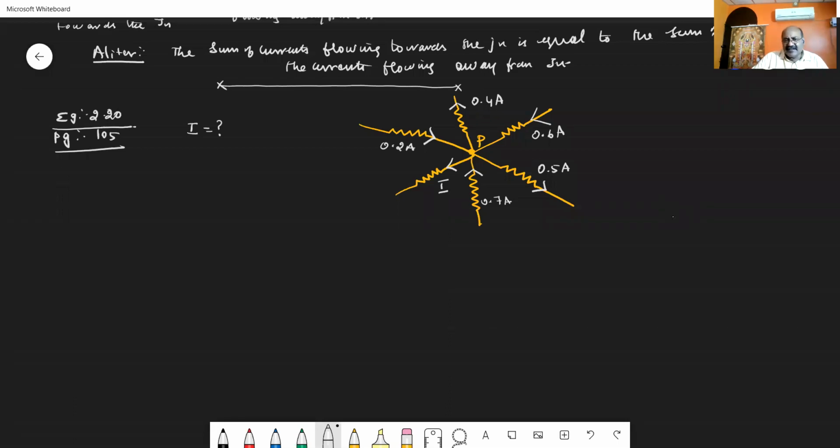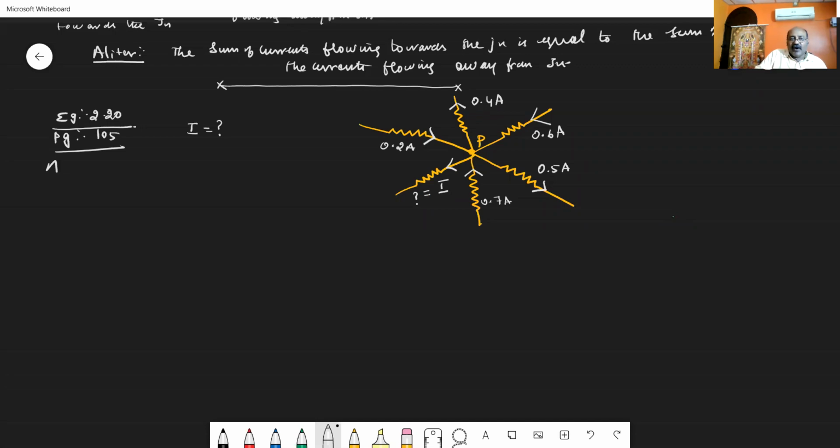So a circuit is given. In that circuit, some of the currents are mentioned, and some of the currents are flowing towards the junction and some are flowing away from the junction. From this circuit, you are asked to calculate the value of current I in this resistor. Example problem 2.20, page number 105. Let us solve it out.